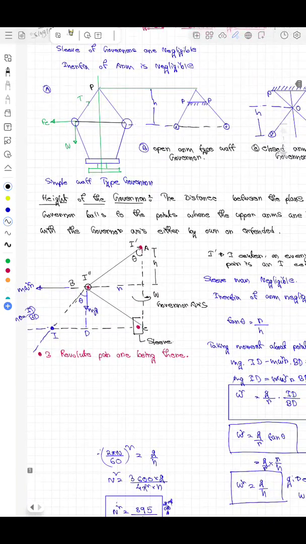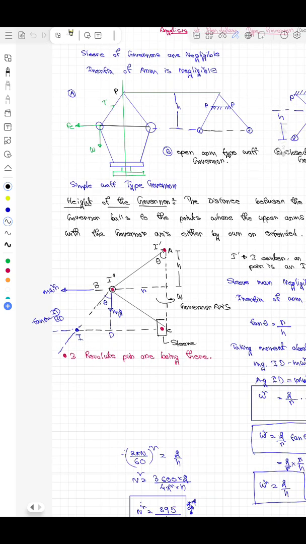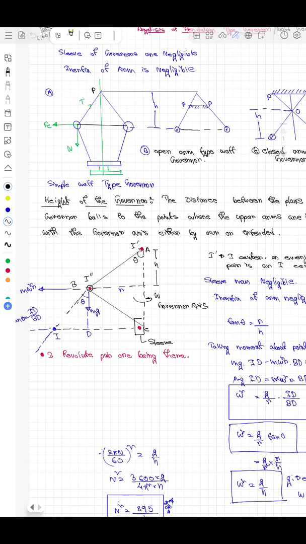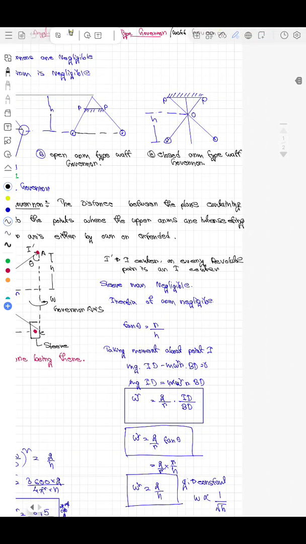So here you can see, and in the simple picture, previously also, this is the H, this is the R, and m omega square R is the centrifugal force, tan theta equal to, and this is the instantaneous center I. Now remember this is a revolute pair, and two revolute pairs, when they are parallel, will just meet at infinity. So this is the point where they meet. These three are revolute pairs. And we are taking the sleeve mass as negligible, with negligible inertia. So tan theta equals R by h.